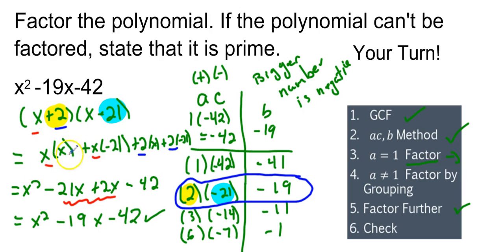So x times x is there. x times negative 21 is there. 2 times x is right here. 2 times negative 21 is there. We multiplied, combined our like terms, and we did a good check. Okay, we got our imaginary bonus points.